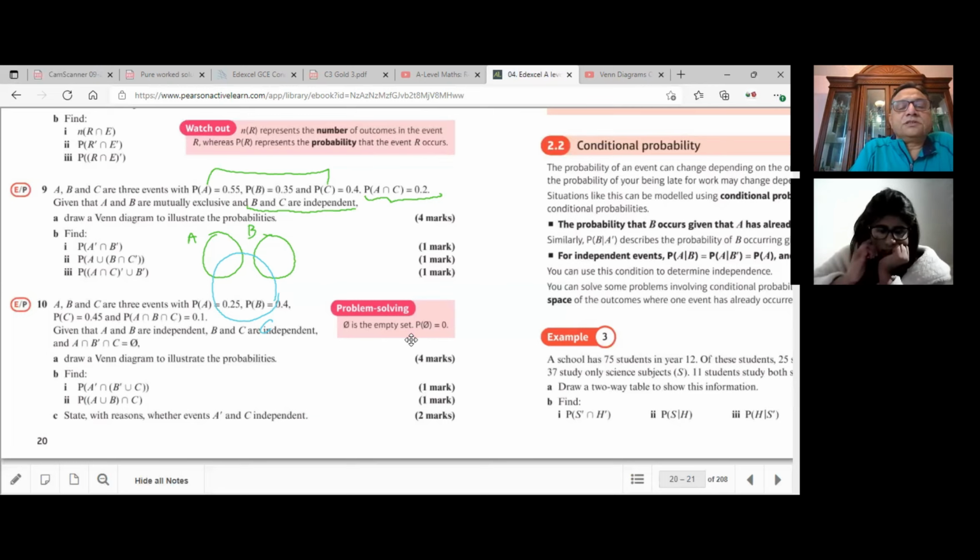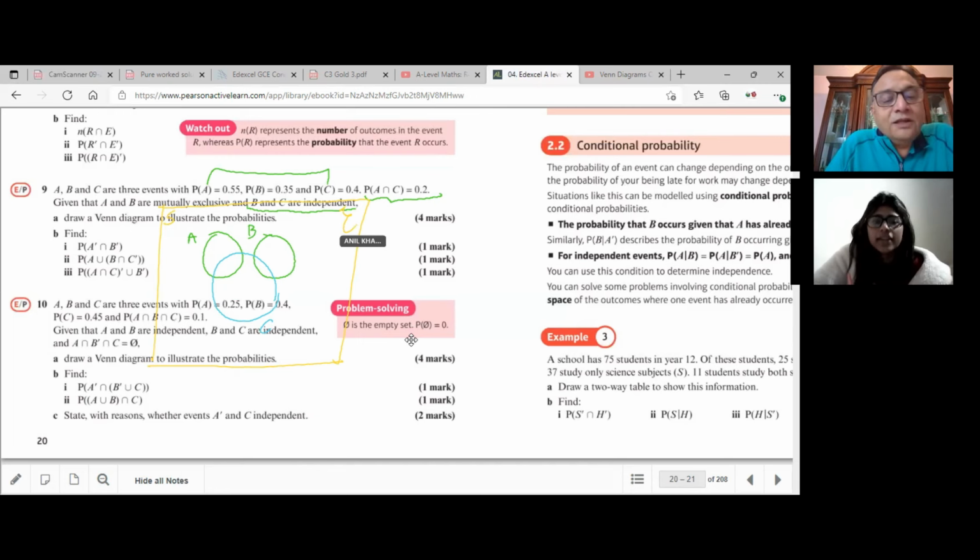Okay, fine. So this is one kind of thing which I have. Let me just put this in a box. When you're making a Venn diagram, you have to make an outside box. And what do you write outside? S or U? What symbol do you use? That E sign, right? Either one you could use. Perfect. Now, draw the Venn diagram to illustrate the probabilities. Find the probability of A not B and all this.